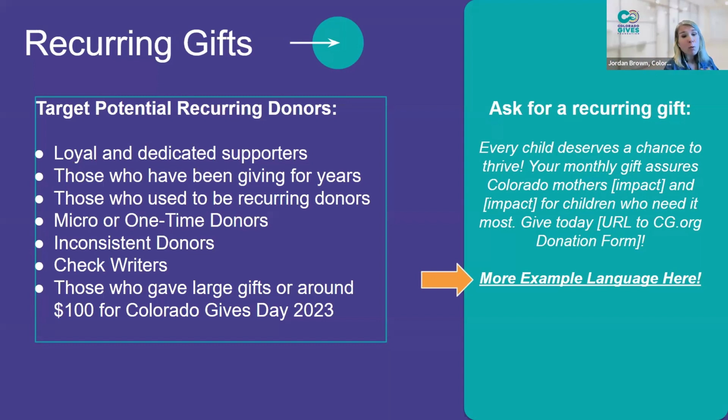Of course, any micro or one-time donors might be great candidates for recurring gifts. And as I mentioned, anybody who's inconsistent, who's not on a plan, who gave for an event in 2022 and then gave 2 more times in 2023, but really isn't consistent with how they're giving back to your programs. Check writers, people who love you and take the effort to lick that stamp, and, okay, we don't lick stamps anymore, but put that stamp on that envelope. Why not ask them if they would be willing to set up a monthly recurring gift?